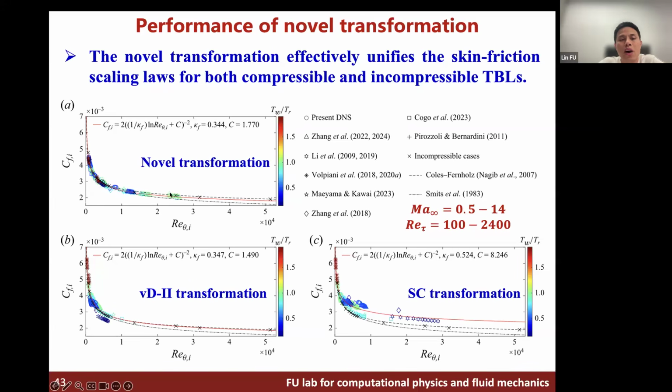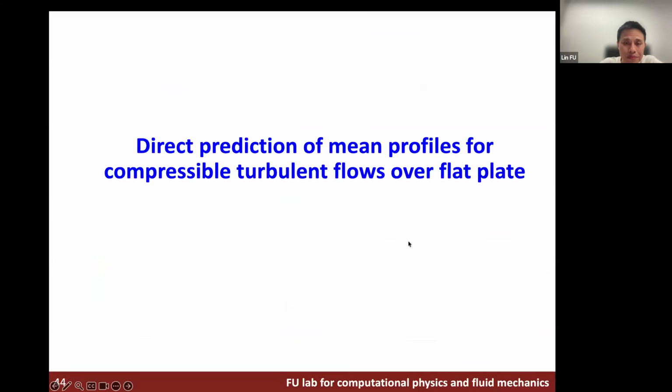So you can see that all the data from our new transformation collapse to the incompressible skin friction law pretty well. But for the classical transformation, you get a strong deviation.